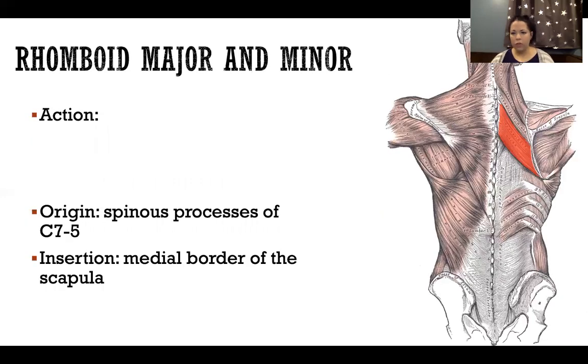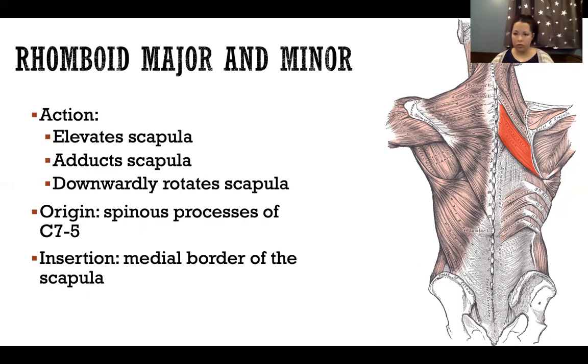Okay, rhomboid major and minor are these muscles in the middle of our backs. They're deep to trapezius, which I believe we'll get to next. When we see left and right together, they look like this in the middle of the spine, shaped like a Christmas tree. Okay, so they're going from the spinous processes of the lower cervical and upper thoracic, and then angling down to the medial border of the scapula.